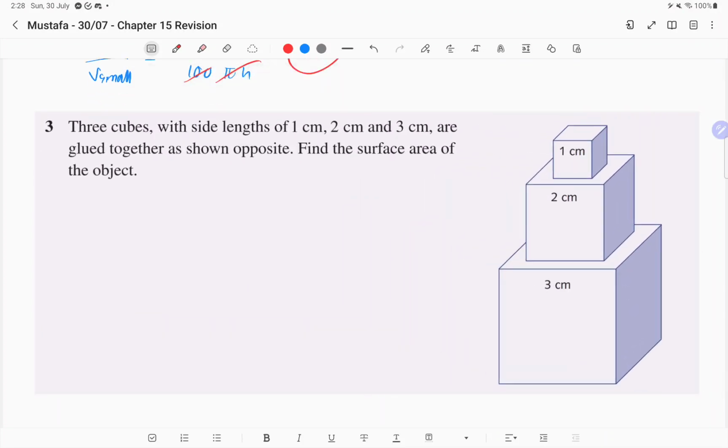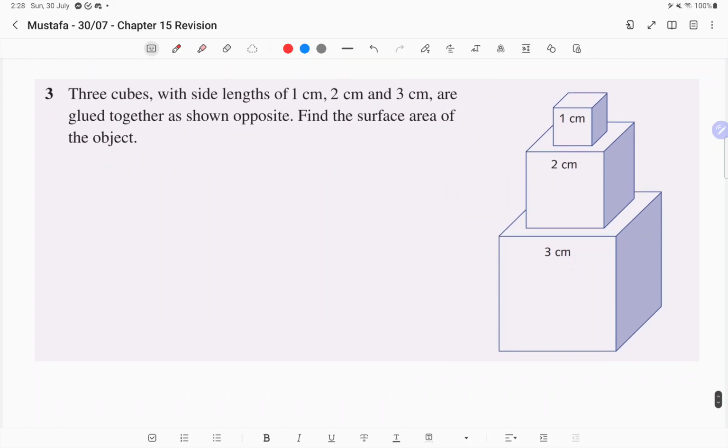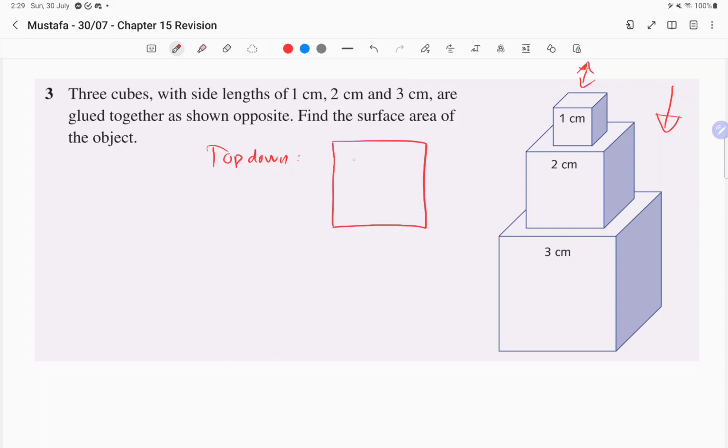Now this one here. Find the surface area of the object. In the interest of time, I might just keep going through the explanation. The trick is to look top down. What would it look like top down? Imagine your eye is on the top and you look down from here. It's a bird's eye view, and that will look like a square with two smaller squares on it. That makes sense?